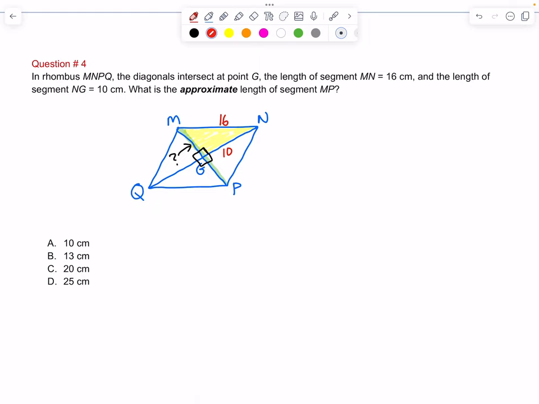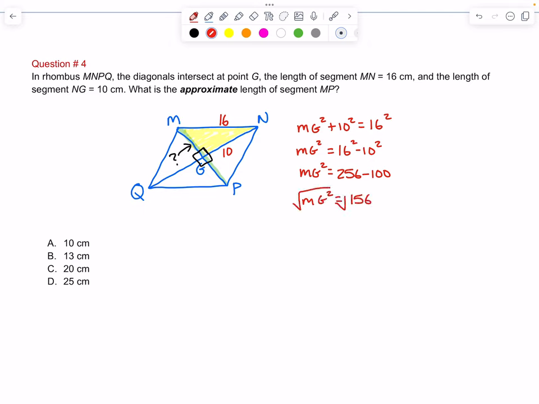All right, so let's set up the Pythagorean theorem. So we can say that MG is a leg, so MG squared plus 10 squared equals 16 squared would help us figure it out. And then let's solve for MG. So MG squared would equal 16 squared minus 10 squared. And then MG squared would be 256 minus 100. And then MG squared would be 156.